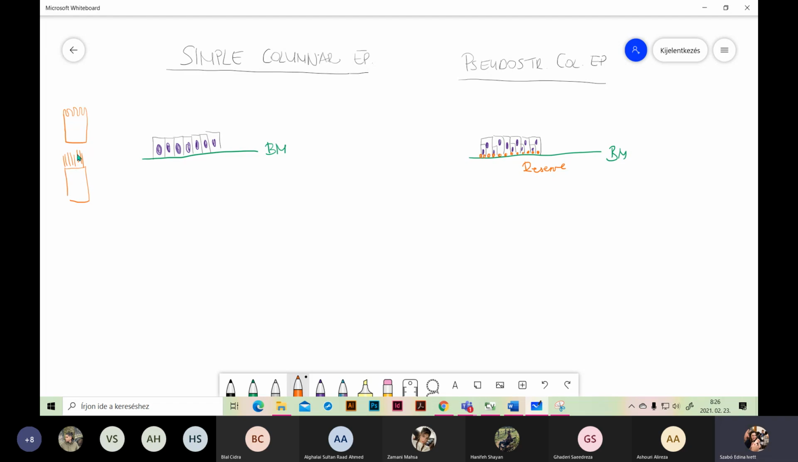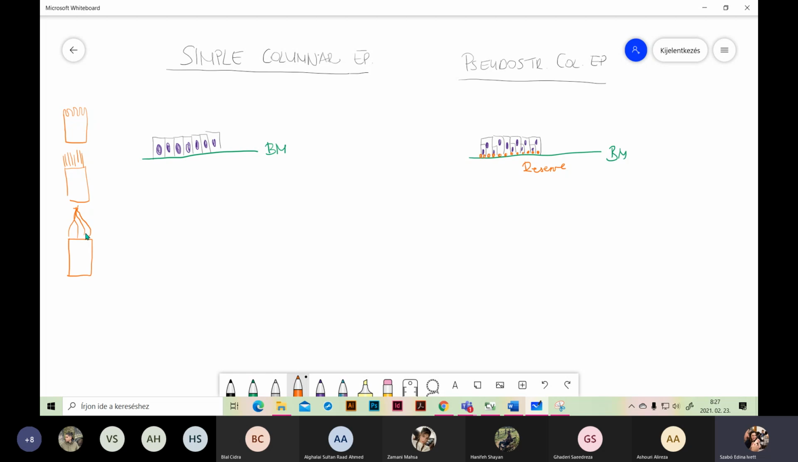They are capable to synchronize movements. And the last one, of the columnar cells' surface modifications, will be the stereocilia. Stereocilia is a huge microvilli, and it also can increase the surface. And how long is the stereocilia? It can be 10 to 20 micrometers long, and it also has actin filaments in the axis, as microvilli.